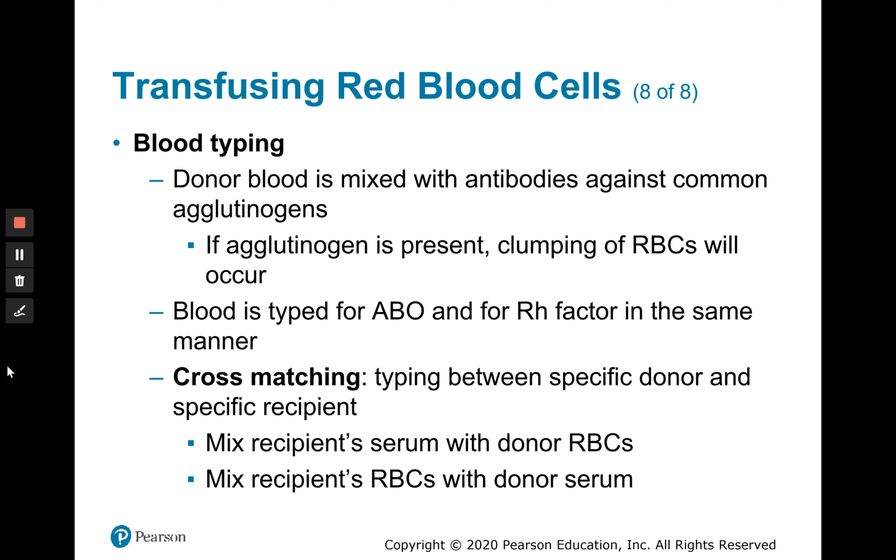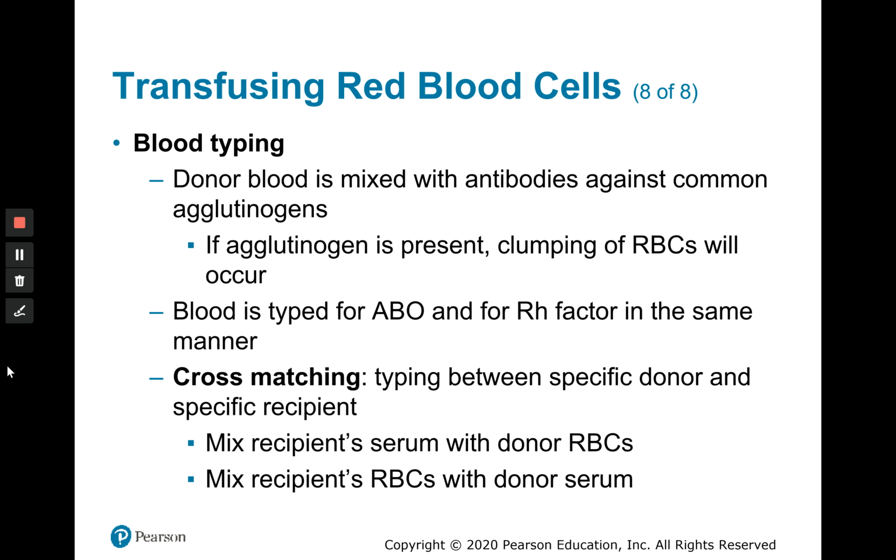There's also cross-matching, which is typing between a specific donor and a specific recipient, just to see if that donor is going to cause a transfusion reaction if they donate their blood to that recipient. And what happens is you mix the recipient's serum with the donor red blood cells, and then mix the recipient's red blood cells with the donor serum.